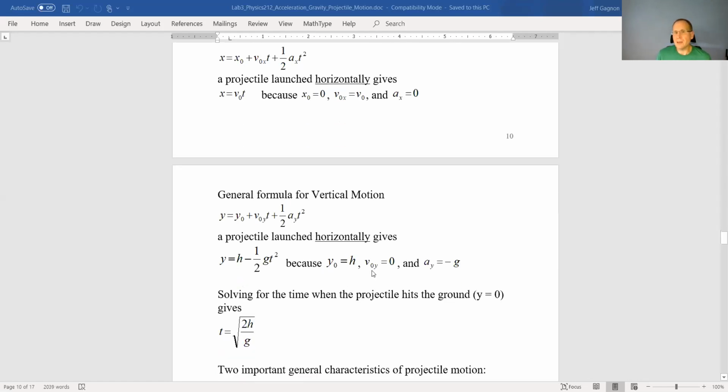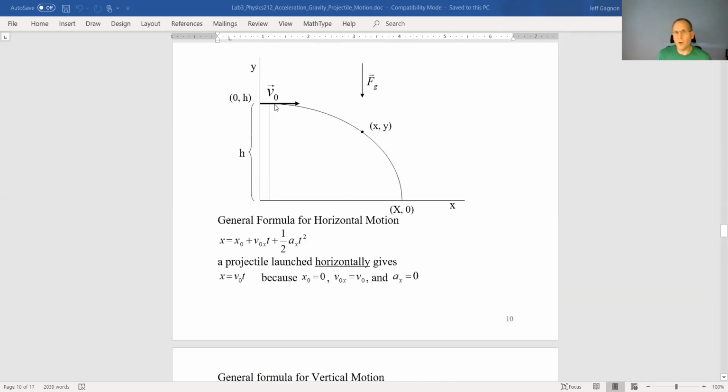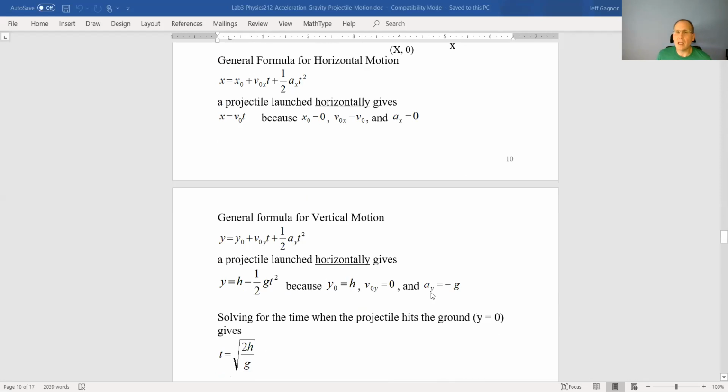What's the initial velocity in the Y direction? It's 0, because remember, the projectile is being launched horizontally. None of that vector is in the Y direction. It's all in the X direction, so there's no component in the Y direction. And then what is the acceleration in the Y? Well, that's negative g, because it's acting down. It's g, acceleration due to gravity, and it's negative since it's acting down. So this equation simplifies into the Y position is going to be H minus 1/2 g t squared.